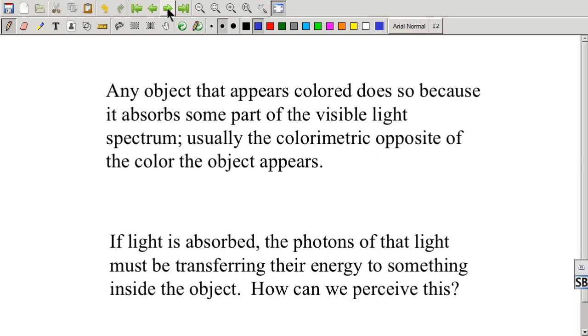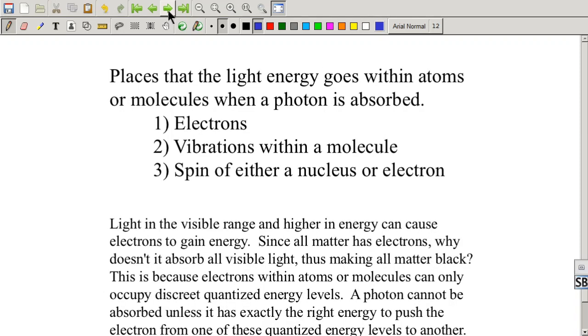So this is basically saying the same thing. And this holds true for any type of object, whether it's visible or not. Okay, now, what gives rise to the absorbance of photons in molecules? One, electrons can be promoted from a low energy to a higher energy level.